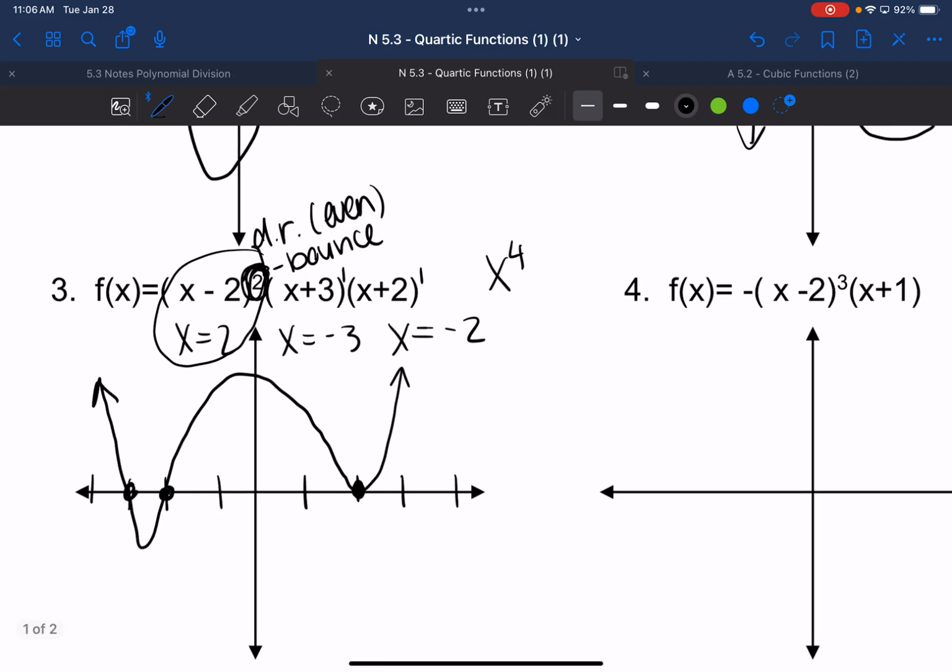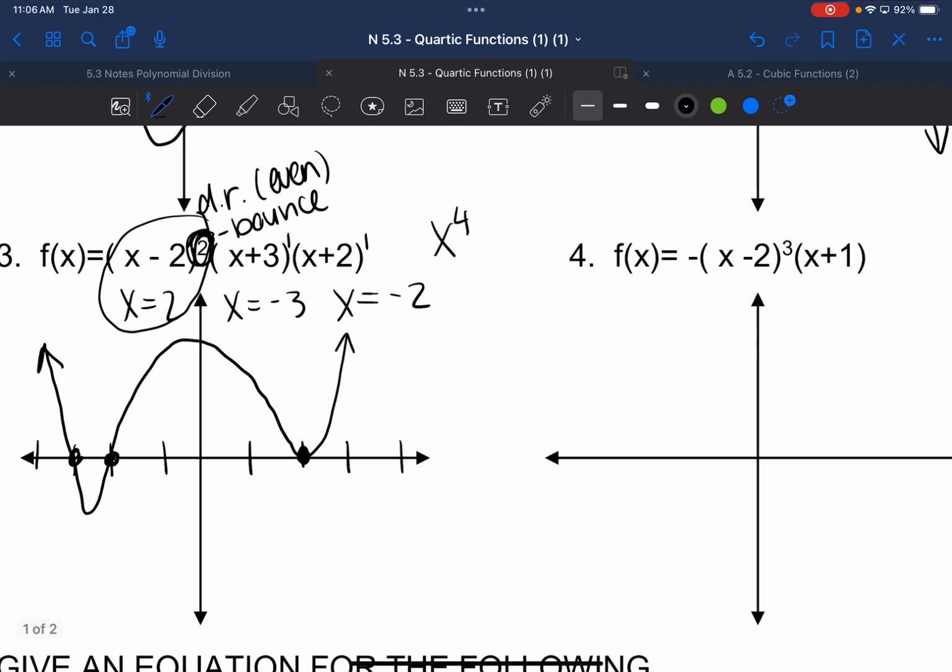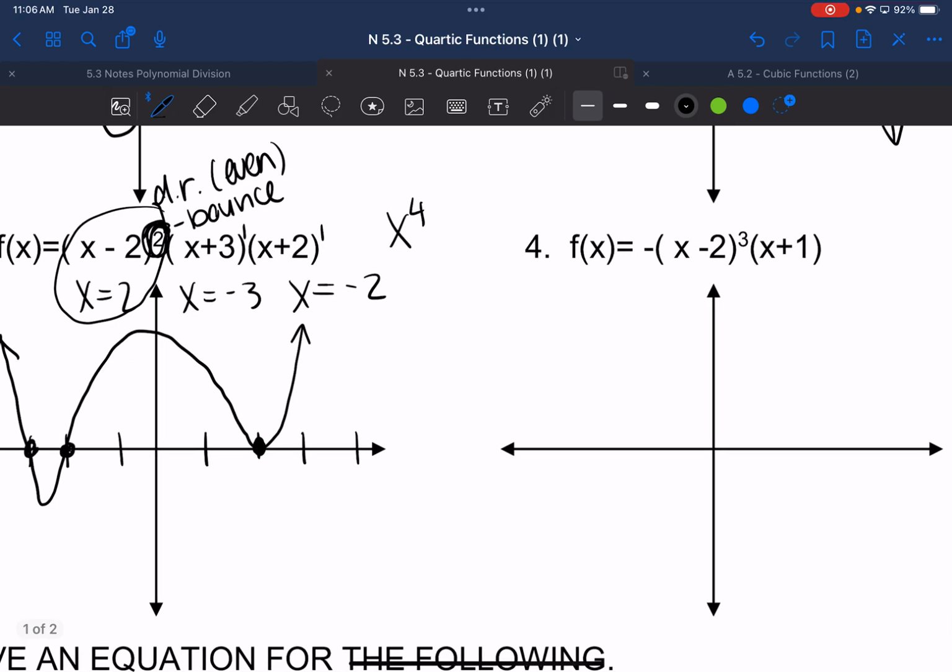Okay. All right, for number 4, where does number 4 say that we're going to have zeros? 2. All right. So let's plot those.